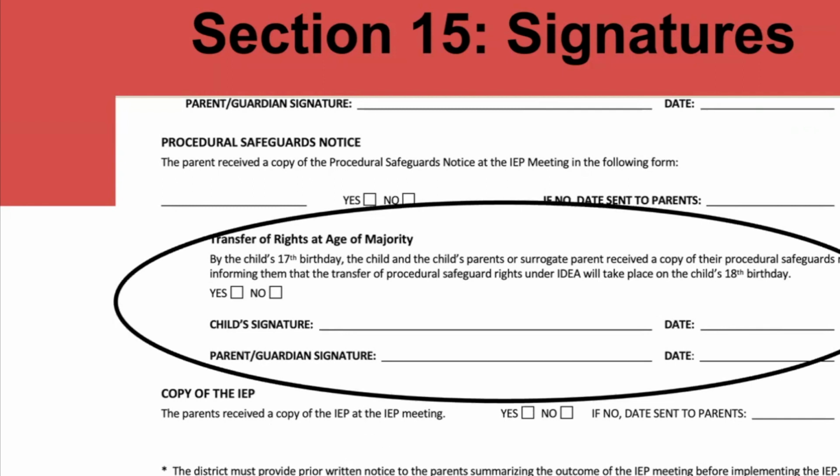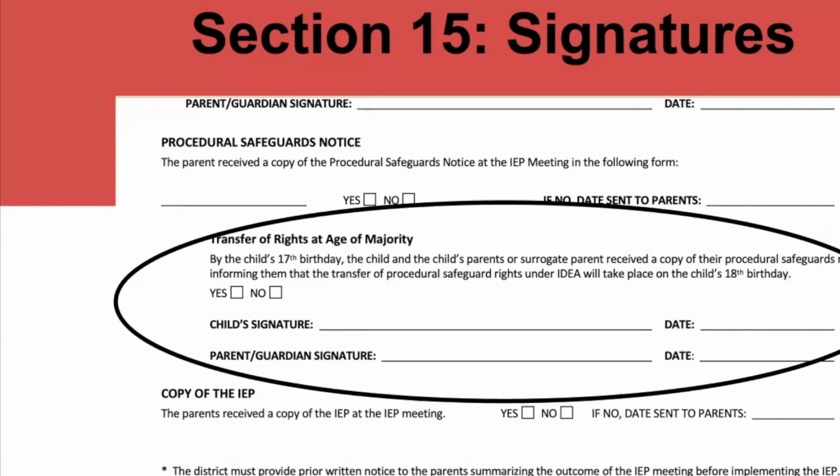And we start talking with the child's parent or surrogate or guardian, that the child and the parent receive a copy of those procedural safeguard notices, informing them of the transfer of rights. Remember, at 18, a student now kind of moves into the driver's seat. When you think about their IEP, kind of like a car, right? The parents maybe still own the car, but they're not driving it anymore. It is the student who gets to make all the decisions.